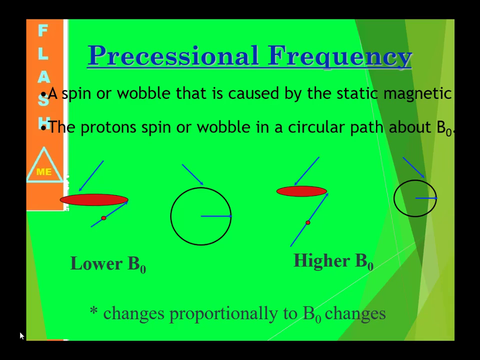Precessional frequency changes proportionally to B0 changes: lower B0, lower frequency; higher B0, higher frequency. It is a spin or wobble that is caused by the static magnetic field. The protons spin or wobble in a circular path about B0.